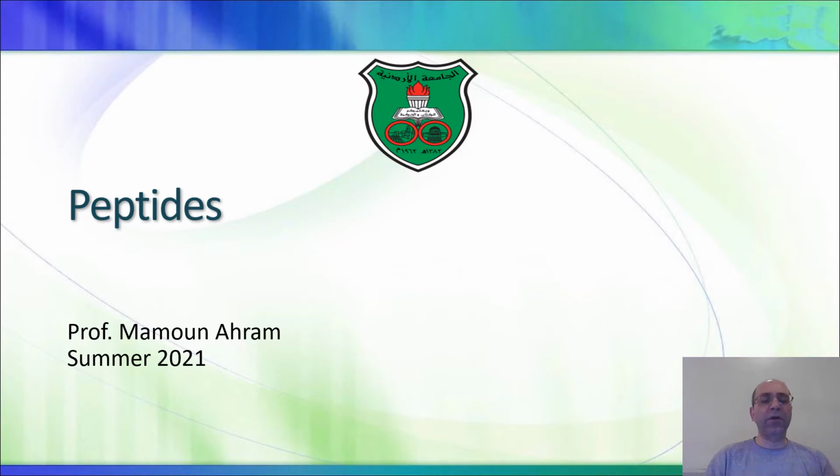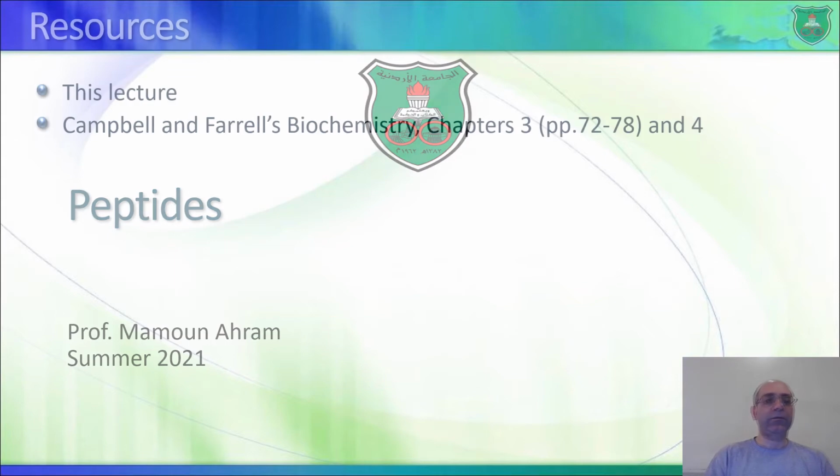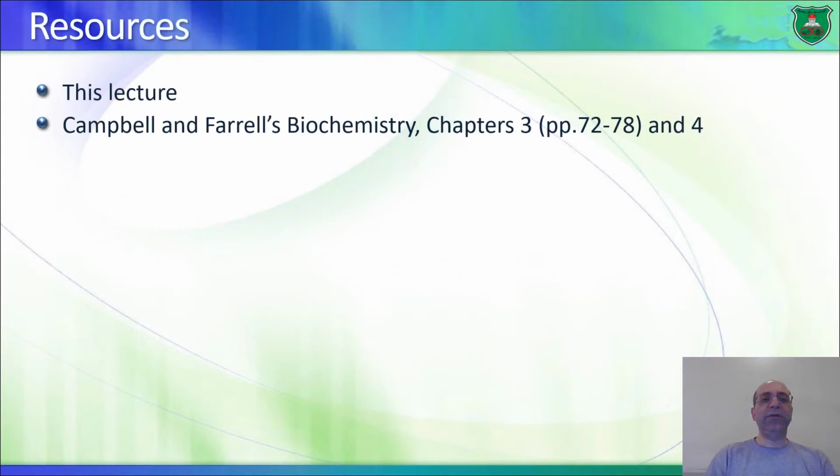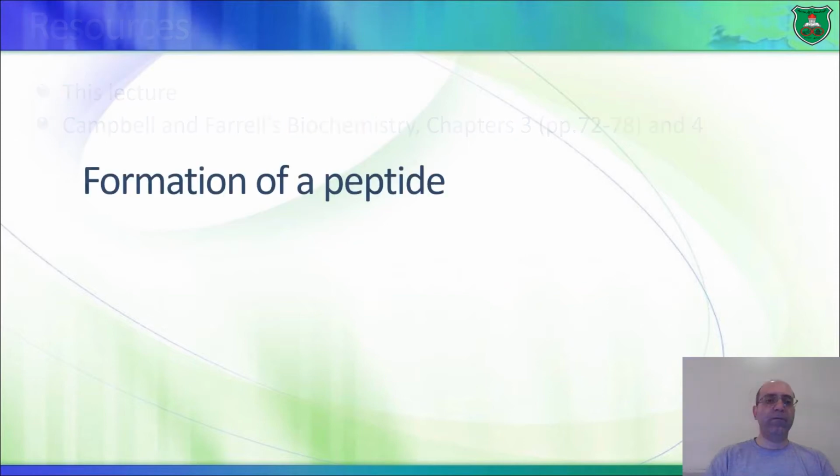So let's start with peptides and how amino acids assemble into peptides. The lecture is the main resource whenever you want to study, but you can also refer to Campbell's Biochemistry textbook, chapter 3. It includes some nice review of peptide and protein structure. So let's talk about how peptides are formed.